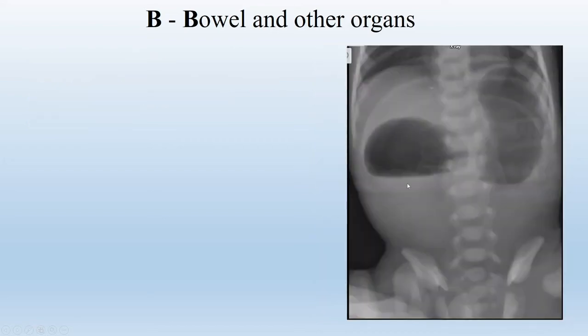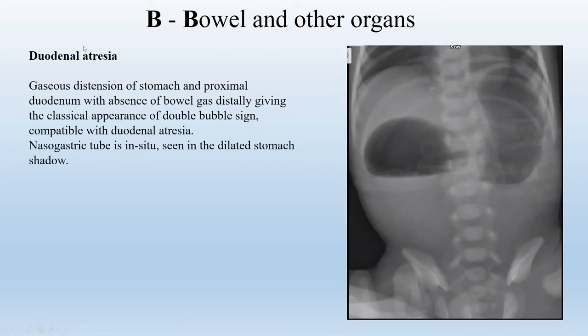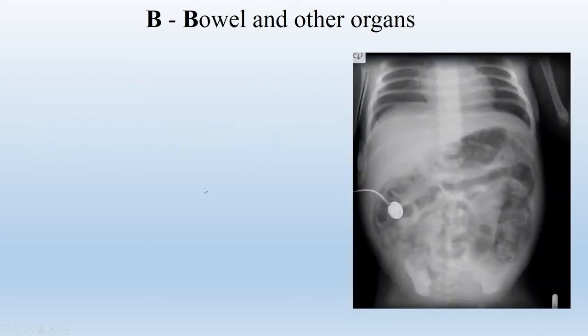Another case, so I'd say it's kind of classic. Duodenal atresia. The sign that you see here, double bubble sign, one for stomach, another one for the duodenum, and here you can see the projection of the nasogastric tube. Another case, assessing the bowel.